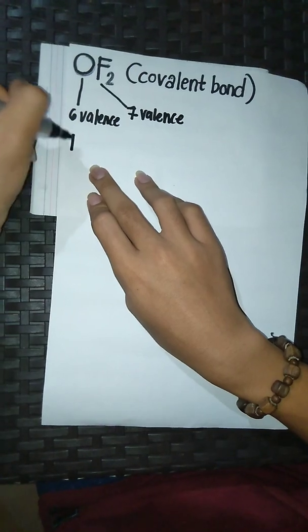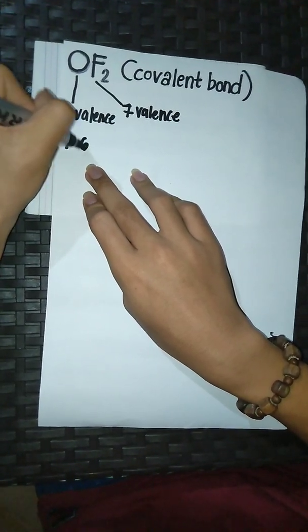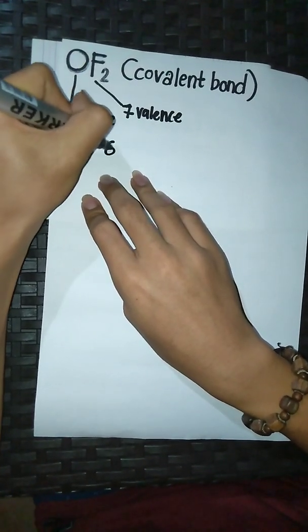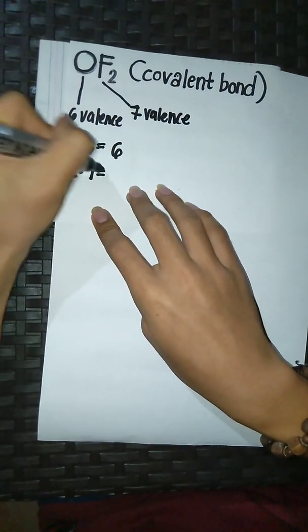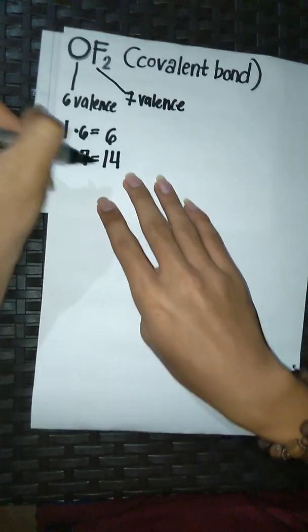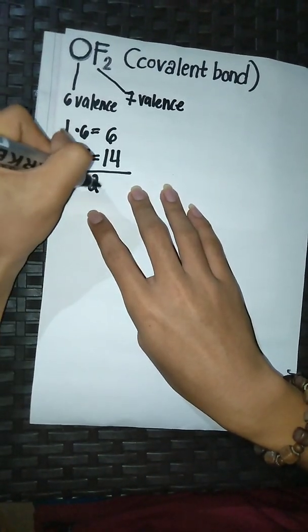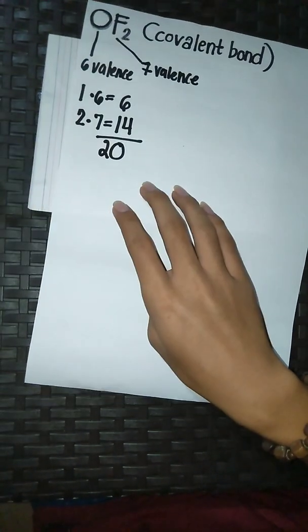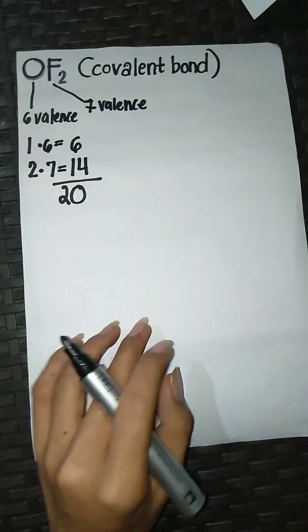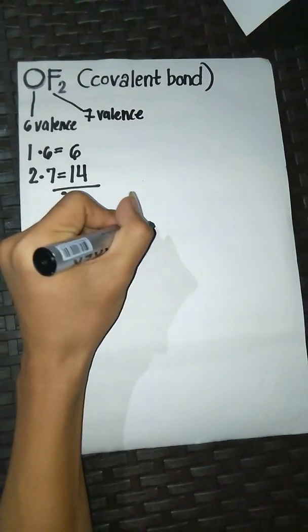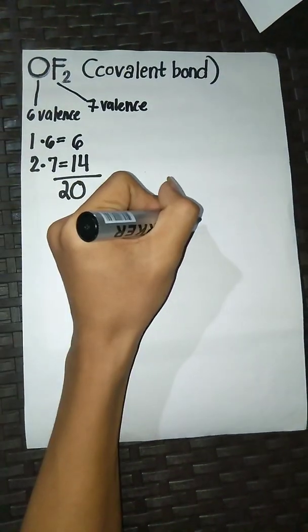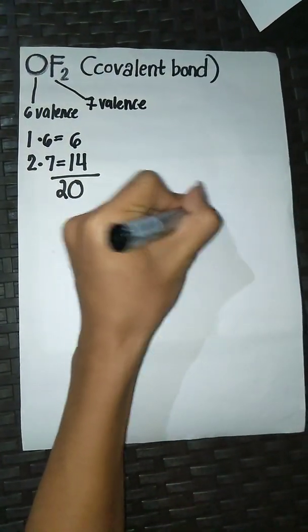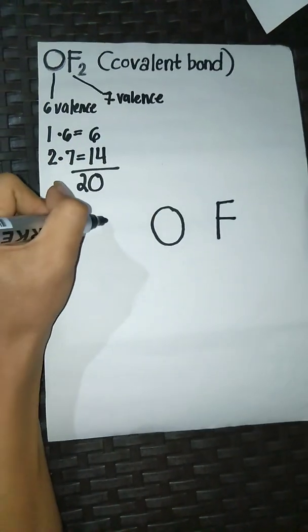So multiply one oxygen atom and 6 valence electrons and it equals 6. We also multiply 2 fluorine atoms and 7 valence electrons and it equals 14. 6 plus 14 equals 20 valence electrons. We'll place the oxygen atom at the center because it has less electronegativity than fluorine, so fluorine will be put at the side of the oxygen.